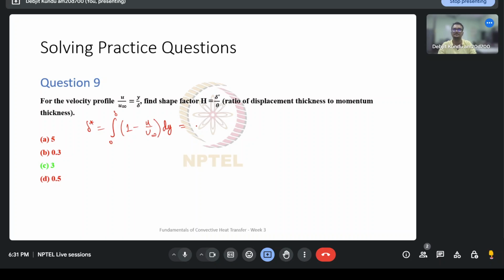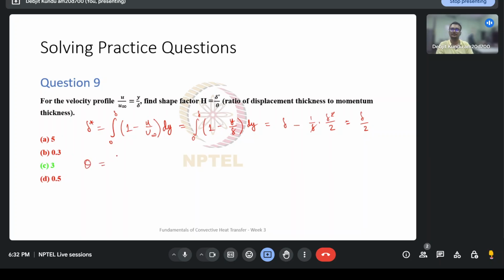So this integration should be easier than the earlier one, since we have a simpler expression, which is y over delta, and integrating I get delta minus 1 by delta into delta squared by 2. So these cancel out, and 1 minus half I have delta by 2. This is the numerator, which is delta star.